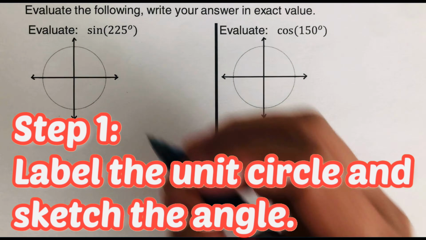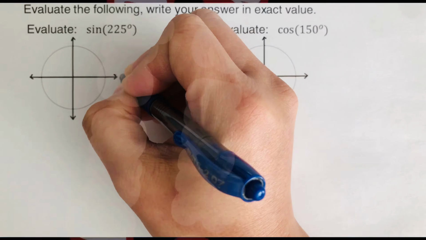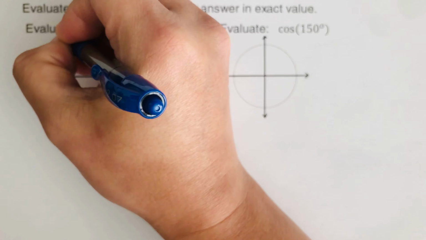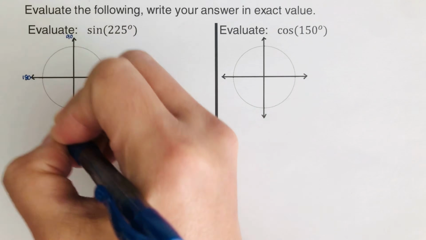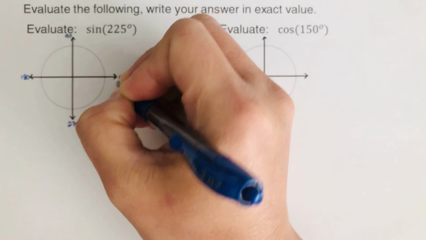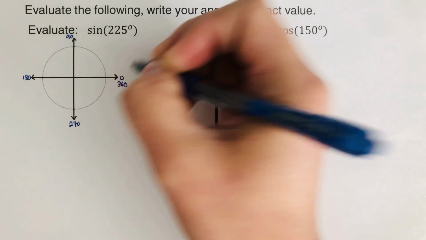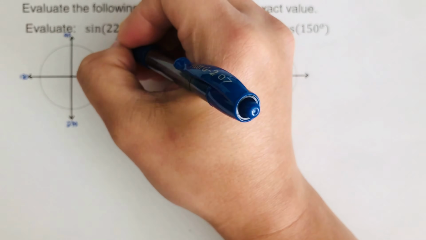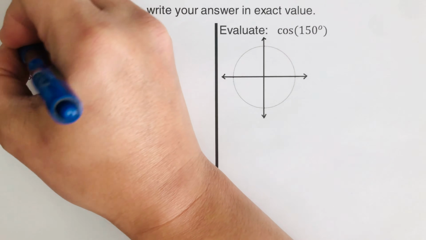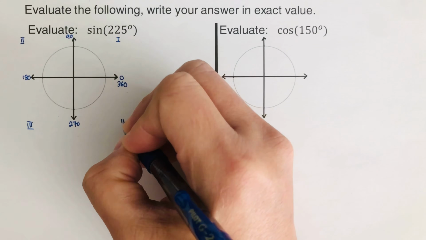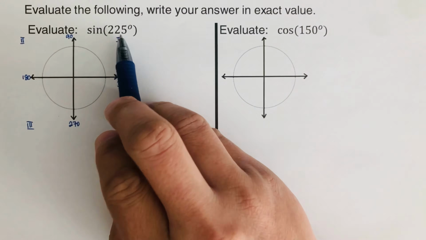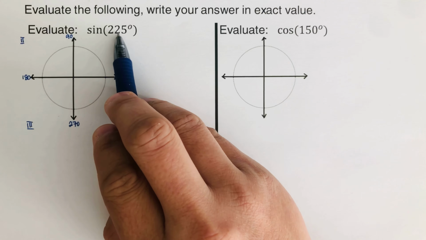So in this unit circle, I'm going to label this as 0. This is 90 degrees. This is 180, this is 270, and this is 360 degrees. And this is the first quadrant, this is the second quadrant, this is the third quadrant, and this is the fourth quadrant. And we are supposed to determine the sine of 225.